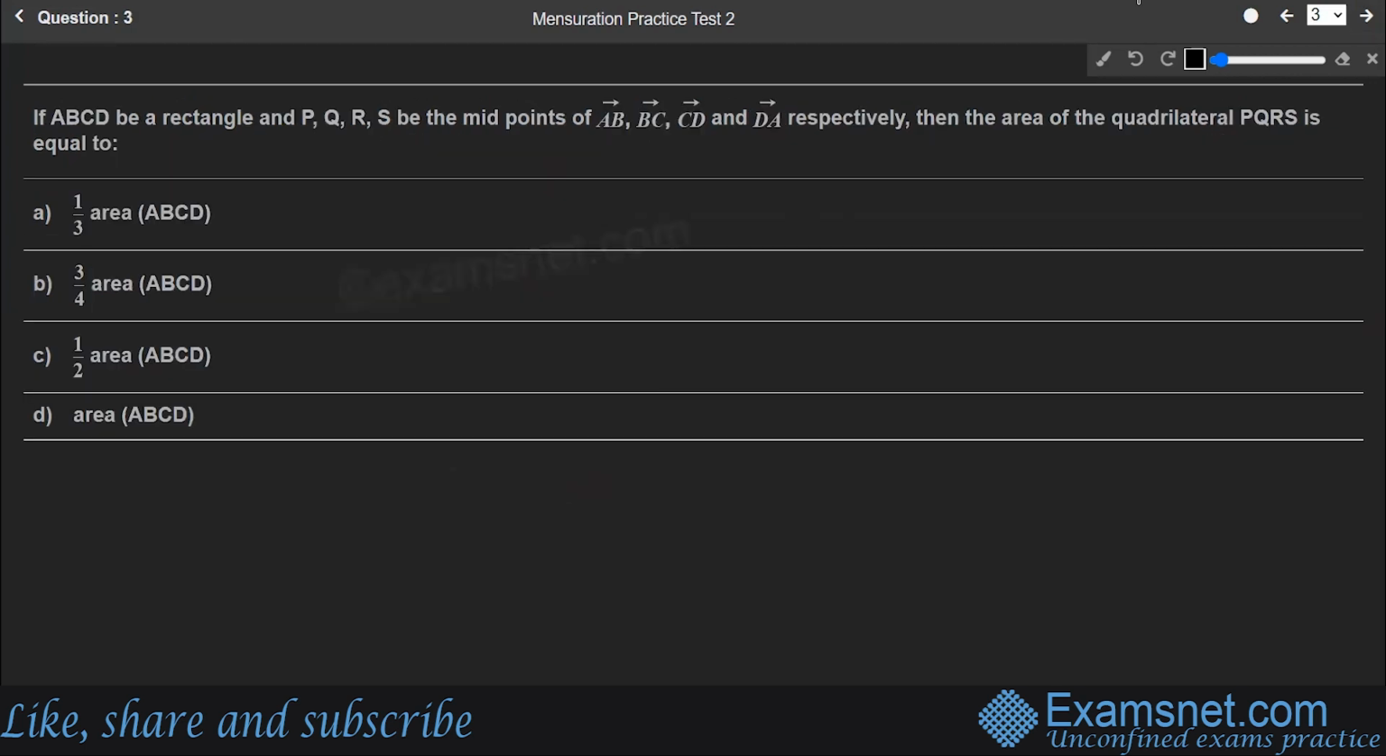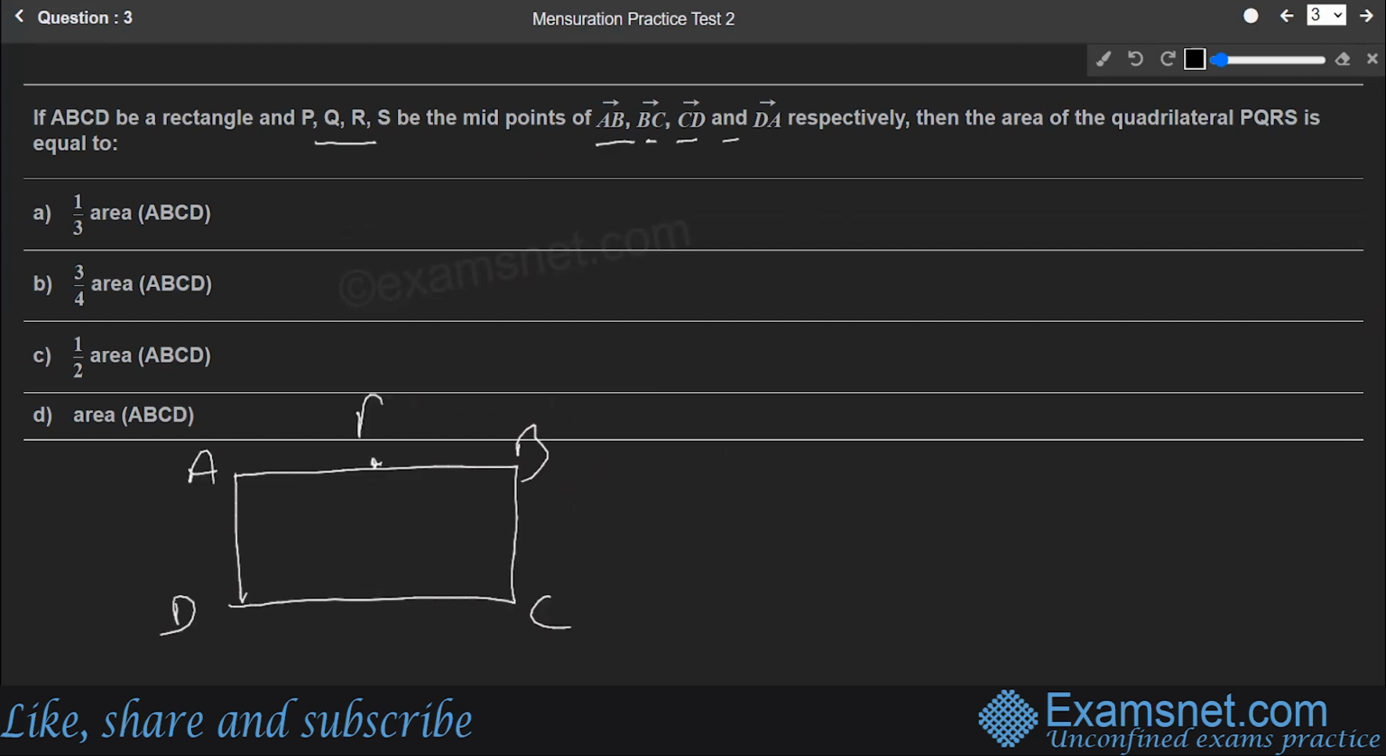Now, if ABCD be a rectangle and PQRS be the midpoints of AB, BC, CD, and DA. So let us make a rectangle first. He's saying that ABCD is a rectangle. Let's create a rectangle. So A, B, C, and D. This is a rectangle. And he says PQRS be the midpoint of AB. So let's make P here, the midpoint of AB. Q, the midpoint of BC. So let's make Q here. Similarly, R here and S here. So PQRS is the midpoints.